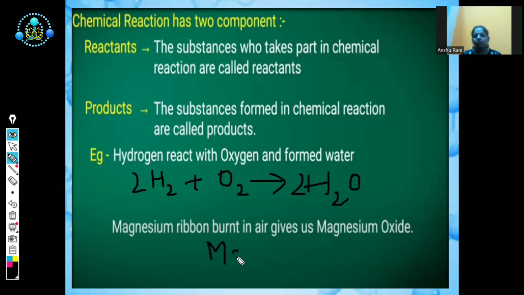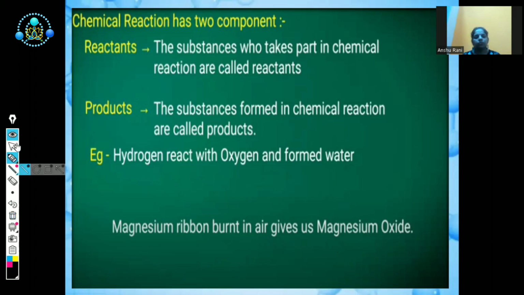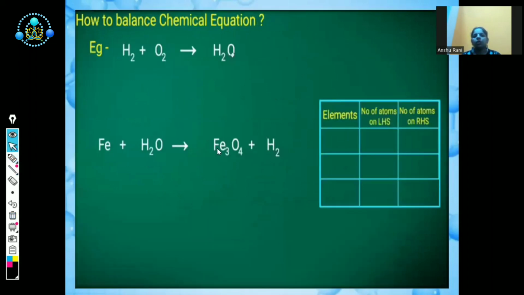Like you are having burning of magnesium ribbon. Magnesium ribbon burns in presence of oxygen to form magnesium oxide. This is again unbalanced equation. We need to balance it. So for balancing, we will write here 2. Now this is balanced chemical equation in which number of atoms are equal on both sides. So this was method how we can balance a chemical equation.